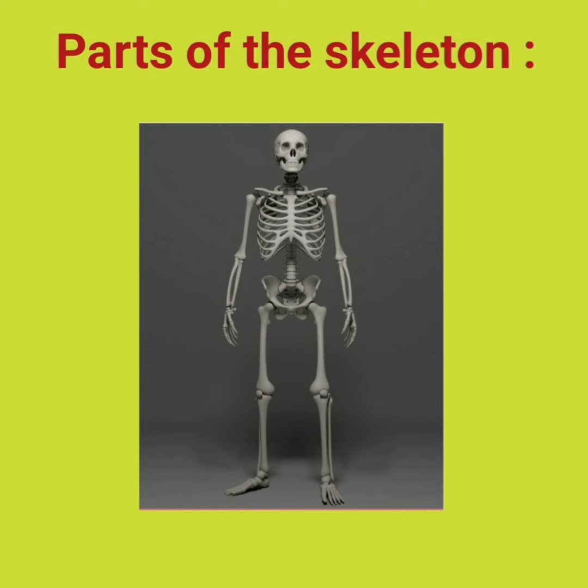Dear students, last class we studied about the skeletal system, types of bones in the skeleton, and functions of the skeleton. So today we will learn about a new topic, that is parts of the skeleton. Dear children, our skeleton consists of the skull, the rib cage, the backbone or spine, two pairs of limbs and girdle bones. Firstly, we will discuss the skull.